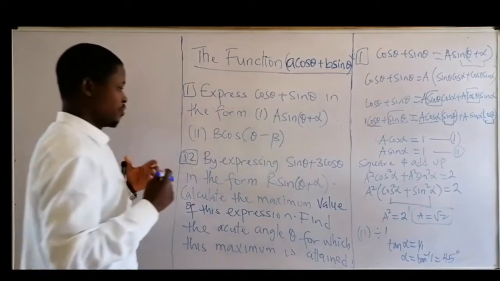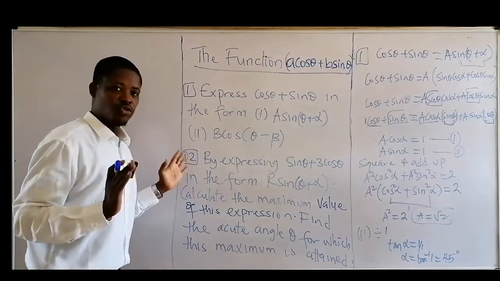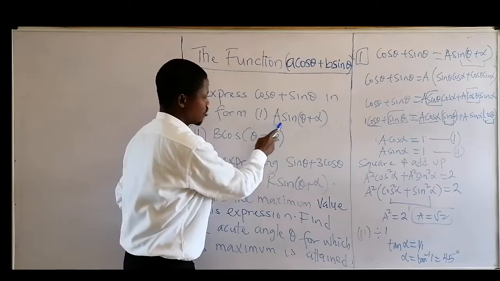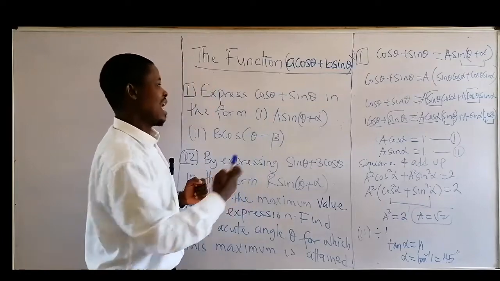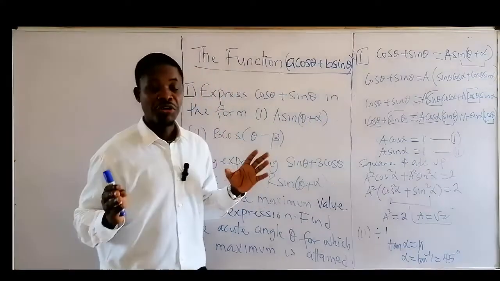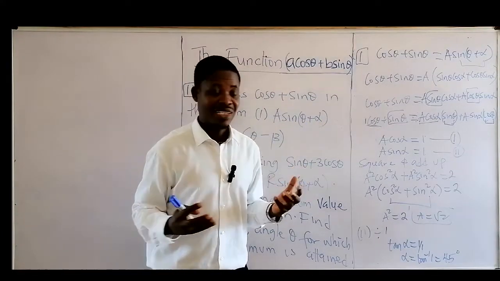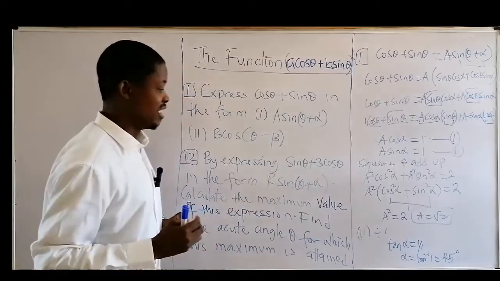Once you get a question like this, there are two unknowns: the magnitude, which is your A, and the angle. You have to calculate them, and we've calculated those two unknowns.